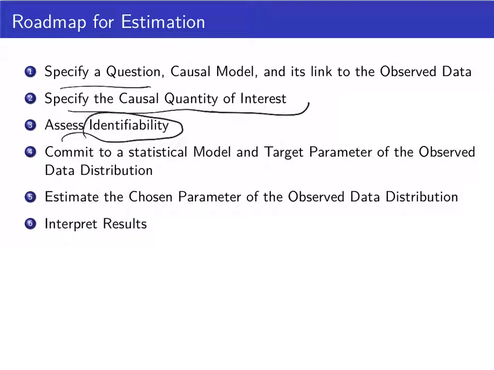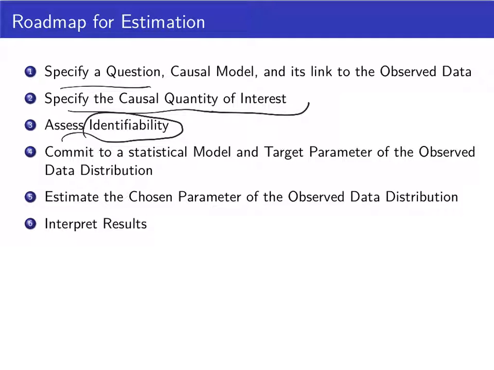Identifiability is the main goal of causal inference. I have observed data where I didn't do the experiment. I want a parameter that tells me something about an experiment I didn't do. Can I actually identify that from the data that I have? That's identifiability, right? And that's what causal inference is the science of.